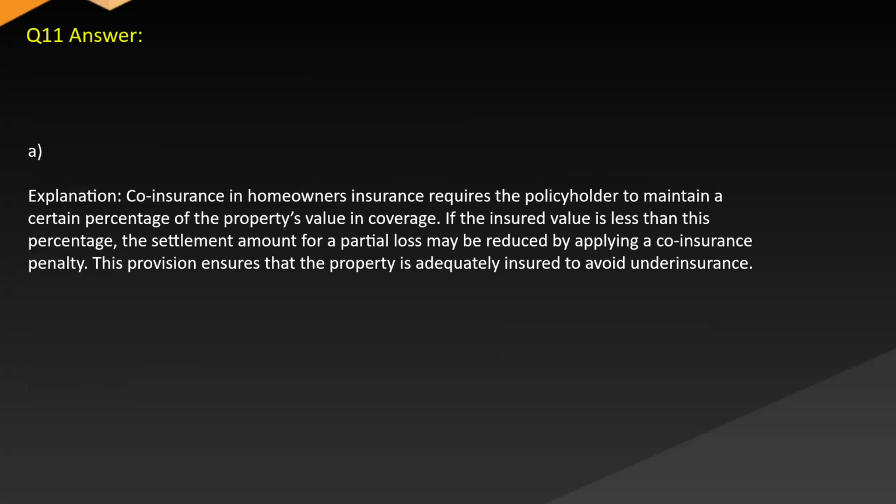Answer A. Explanation. Coinsurance in homeowners insurance requires the policyholder to maintain a certain percentage of the property's value in coverage. If the insured value is less than this percentage, the settlement amount for a partial loss may be reduced by applying a coinsurance penalty. This provision ensures that the property is adequately insured to avoid underinsurance.